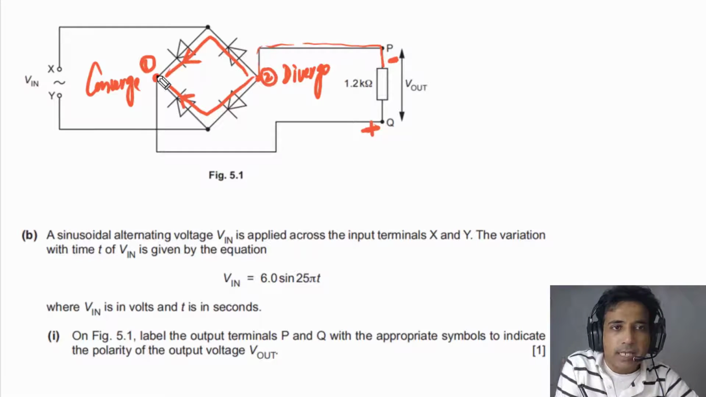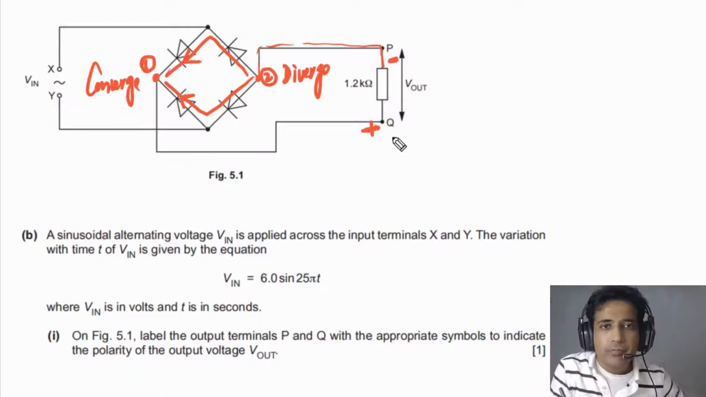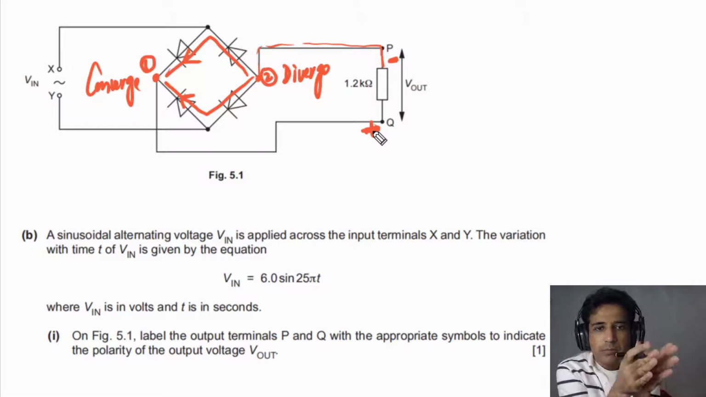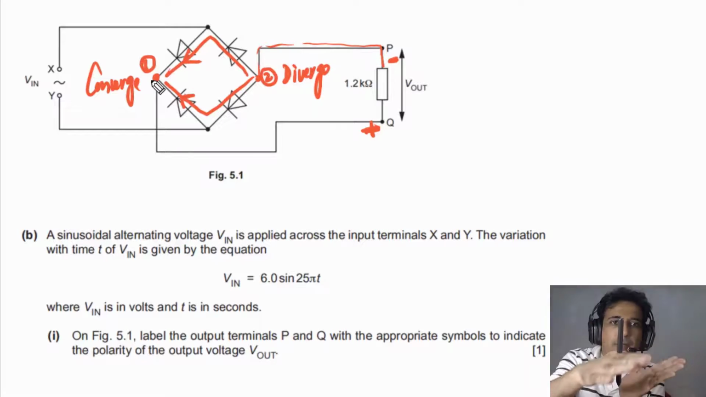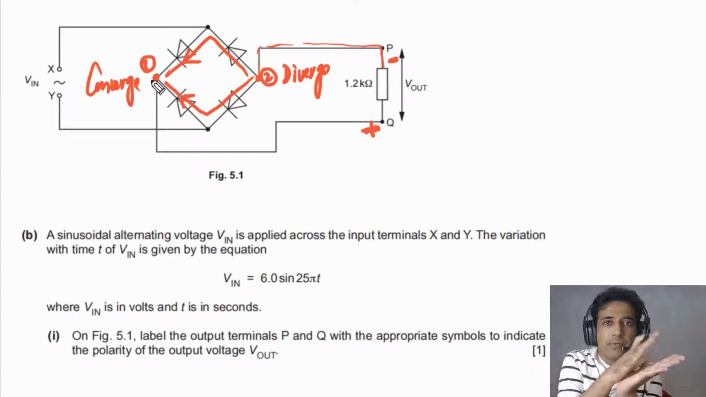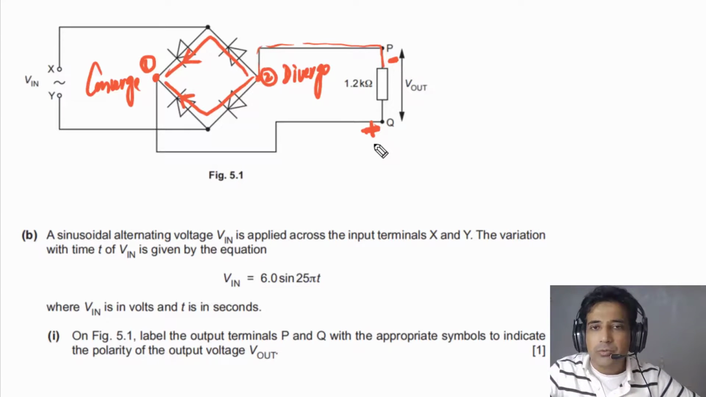And the side where they converge has to be connected with positive. So this is how you can figure out which is the positive terminal of output voltage and which one is negative. So this one has to be positive because this is connected with the point where diodes converge, and the other is where diodes diverge. So this is how you can find out.